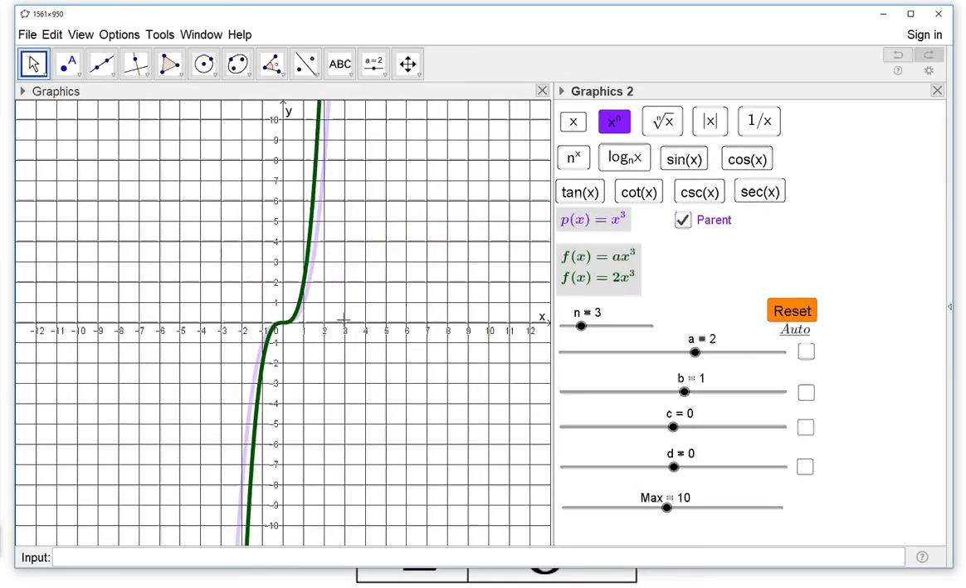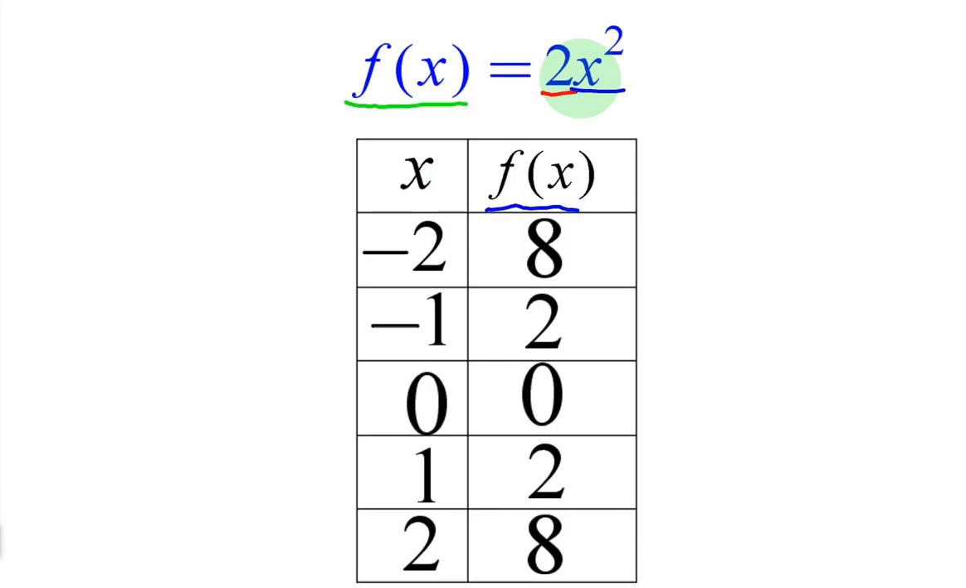And again, let's go here. This is what it looks like. For example, p of 1 is 1, but f of 1 is 2. It's doubled. P of 2 is 4, but f of 2 is 8. It's been doubled. That's it for this video of explaining why it's vertically stretched by a factor of 2 when there's a 2 in front of the parent function.